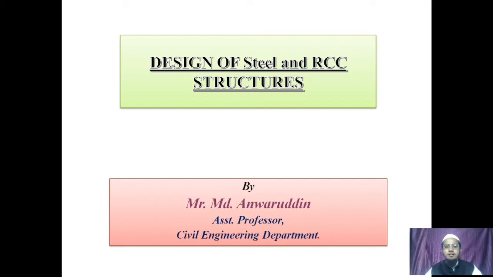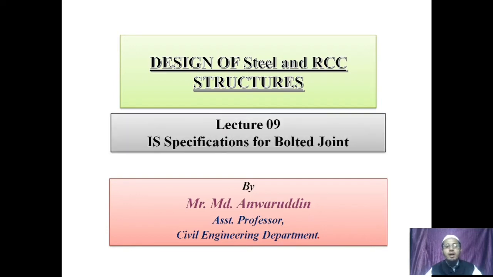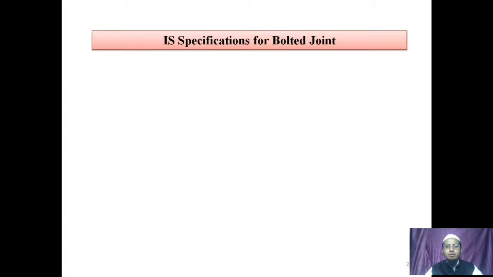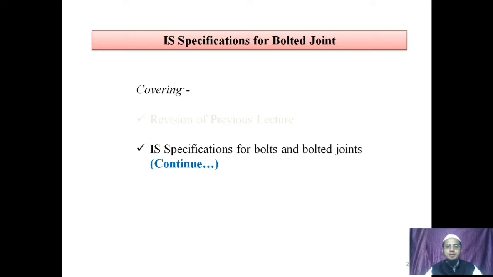So as we have started the second unit, that is design of connections, in today's lecture number 9, we will discuss IS specifications for bolted joints. In this lecture we will cover some of the specifications for bolts and bolted joints which we were already discussing in the previous session. Today we will discuss edge distance, end distance and gauge distance and their specifications.